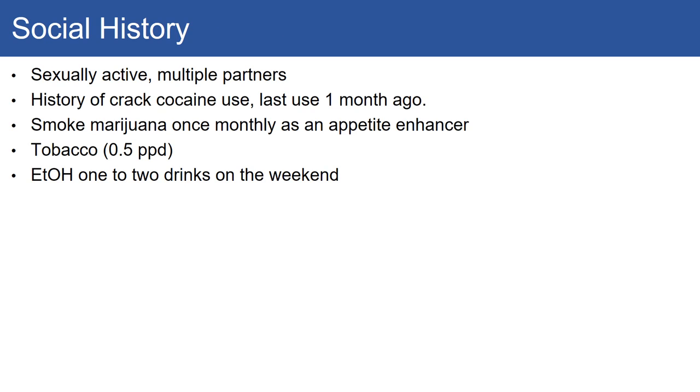She's sexually active with multiple partners, history of crack cocaine use. She last used about a month ago. She smokes marijuana about on a monthly basis as an appetite enhancer. She smokes about half a pack of cigarettes per day, and she drinks alcohol at about the rate of 1 or 2 drinks on the weekends. So the question is, what does Jenny have? What tests would you run?